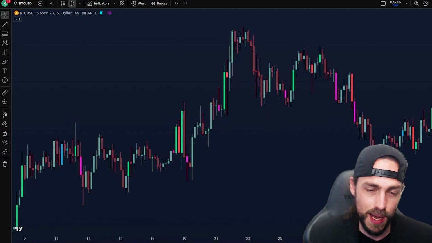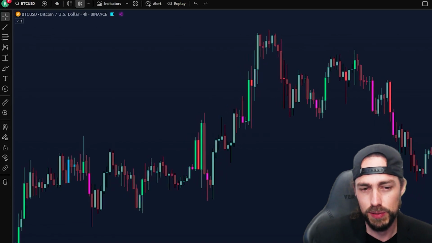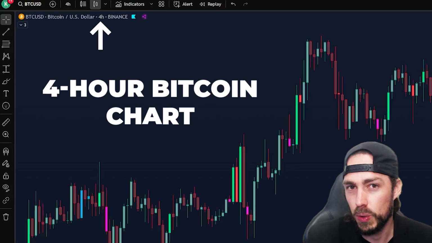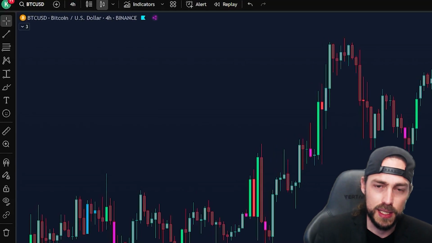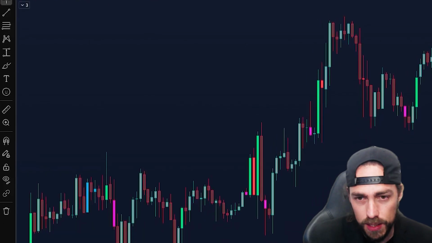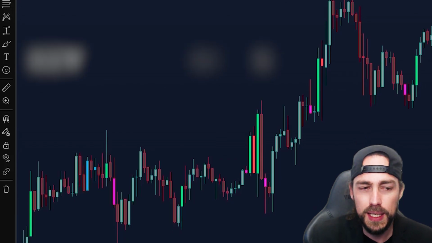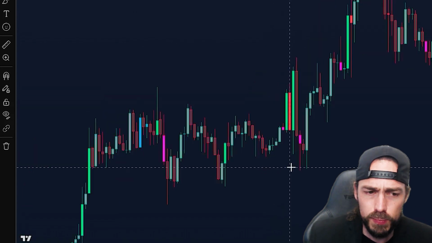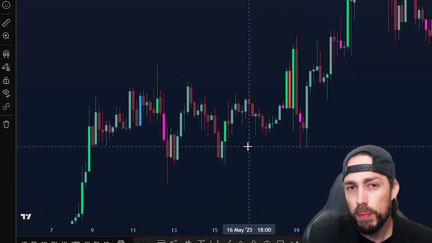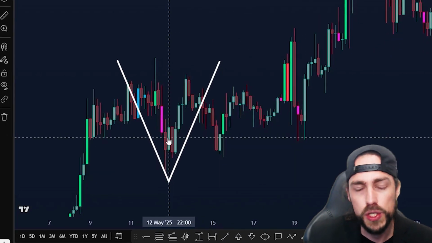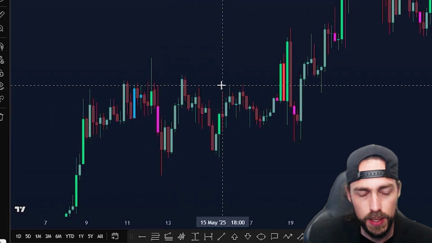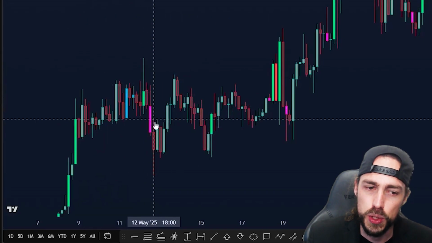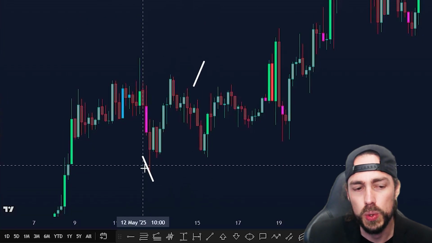So in order to demonstrate how I would approach finding support and resistance levels on a chart, I've gone ahead and opened up the 4-hour Bitcoin chart. And what I want us to identify, and what I want you to start training your eyes to identify, is key pivot points in the market. What I mean by key pivot points is, where can we see a sharp V-shaped recovery or a sharp V-shaped rejection? Where do we see price finding resistance and pushing down, and where do we see price finding support and pushing up?